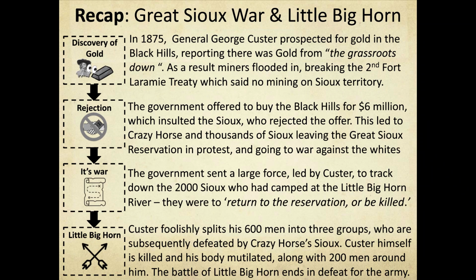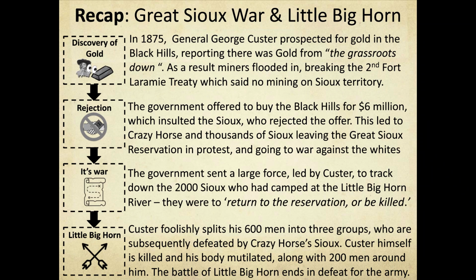Custer foolishly splits his 600 men. He does not wait for the thousands of reinforcements that are on their way. He's subsequently defeated by Crazy Horse's Sioux. Custer himself is killed and his body mutilated, along with 200 men around him.